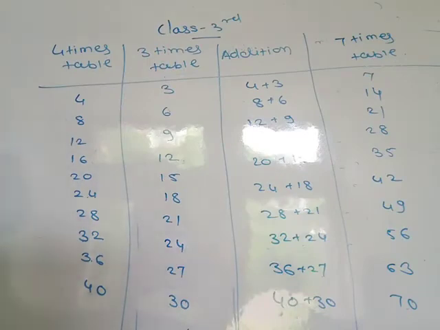7 1 is 7, 7 2 is 14, 7 3 is 21, 7 4 is 28, 7 5 is 35, 7 6 is 42, 7 7 is 49, 7 8 is 56, 7 9 is 63 and 7 10 is 70.